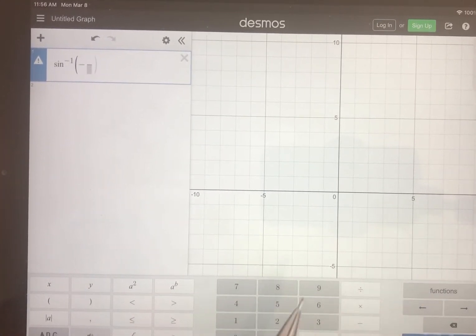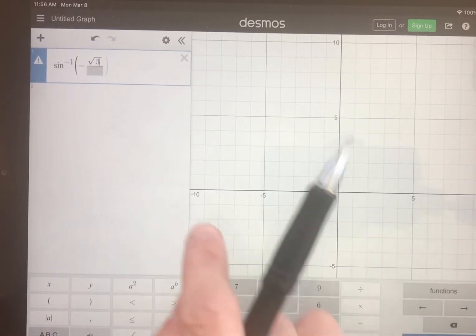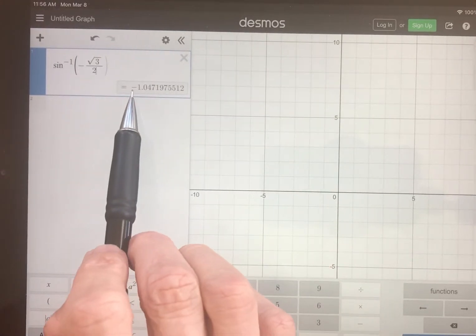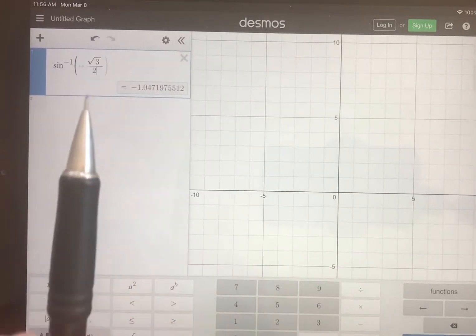Negative, I'll make a fraction bar. Square root's down here on the left. Square root of 3 over 2. And that answer is negative 1.04, etc.